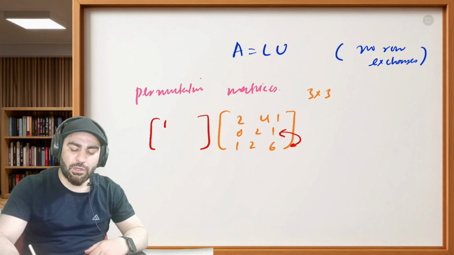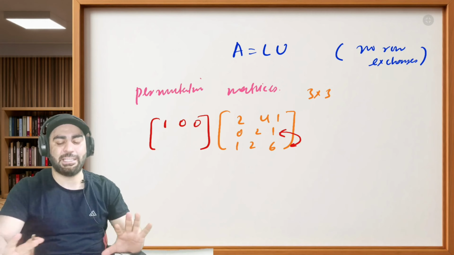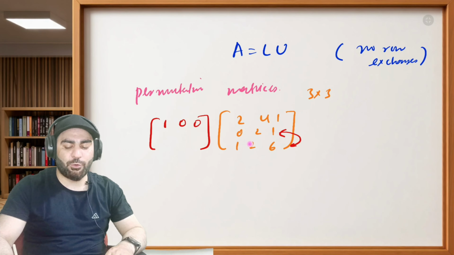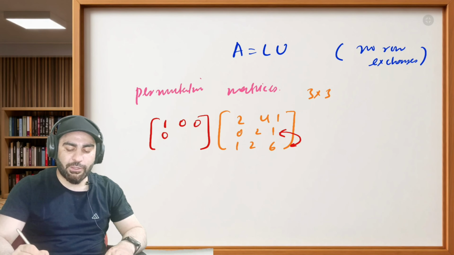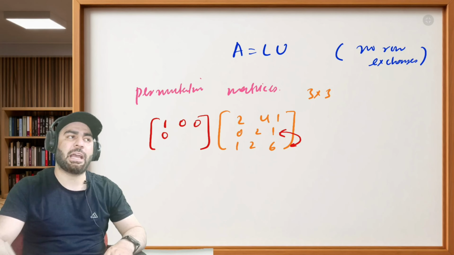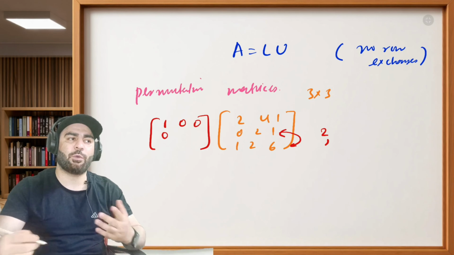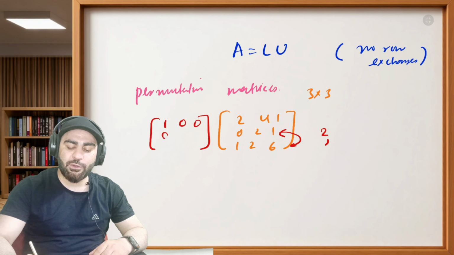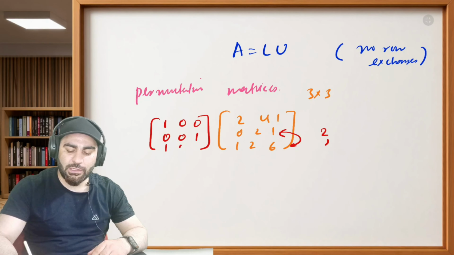I'll take 1 of the first row, 0 of this row and 0 of this row. The first row remains unchanged. If I have to exchange rows, I can say 0 of the first row, and then I have to make an exchange, suppose exchange 2 comma 3. So what I will do is I have 1 0 0 over here, 0 0 1 over here, and 0 1 0 over here.